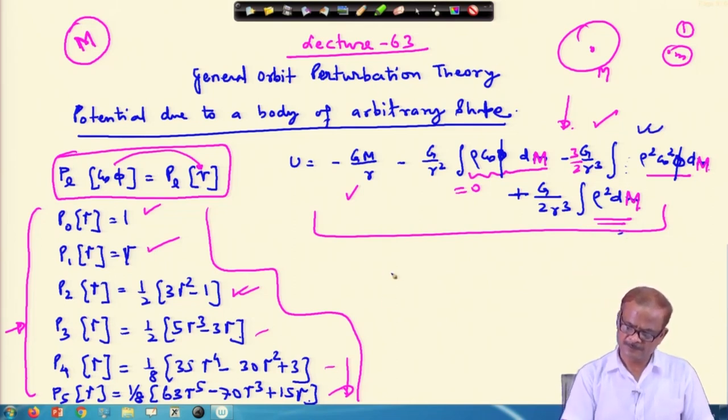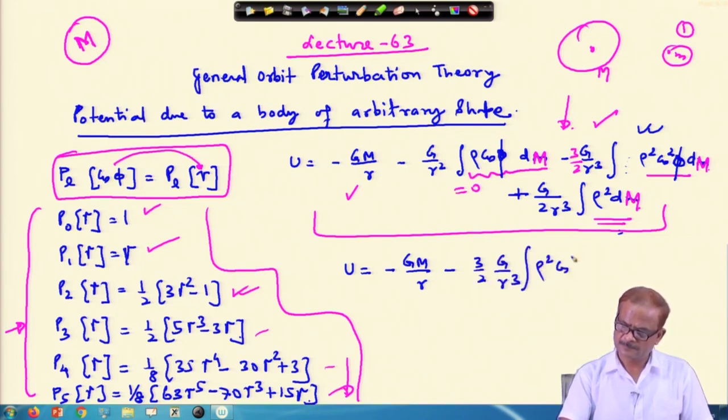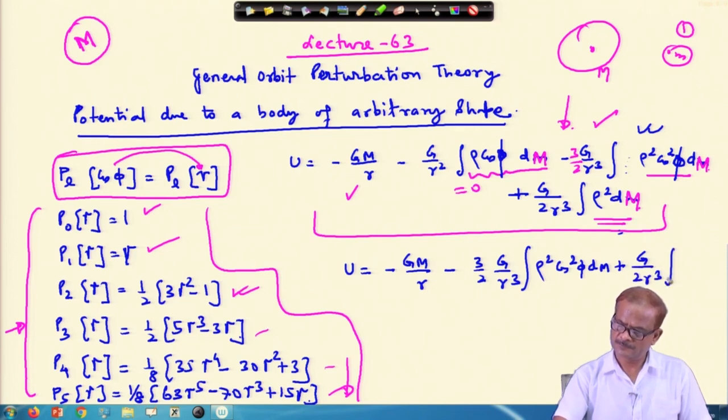So we have to work out now. U we then get as minus G M divided by r, minus 3 by 2 G by r cube, integral of rho square cos square phi dm, plus G by 2 r cube, integral of rho square dm.